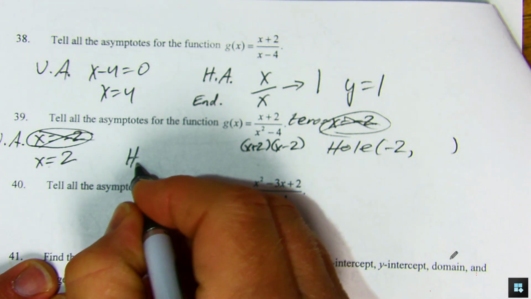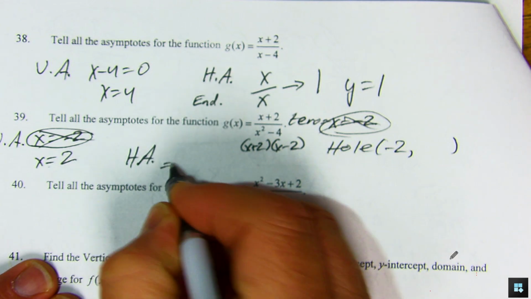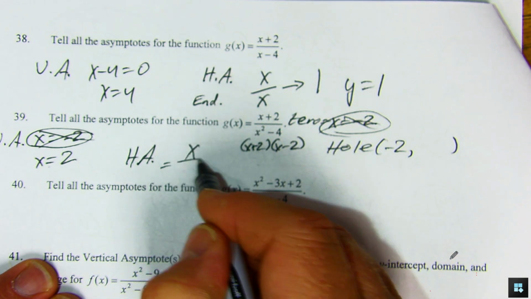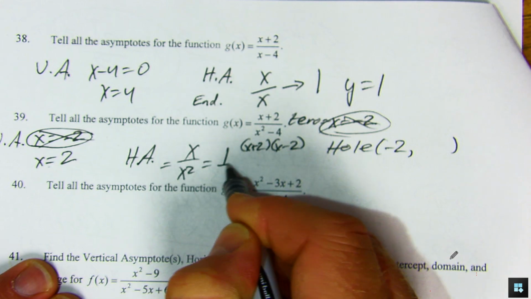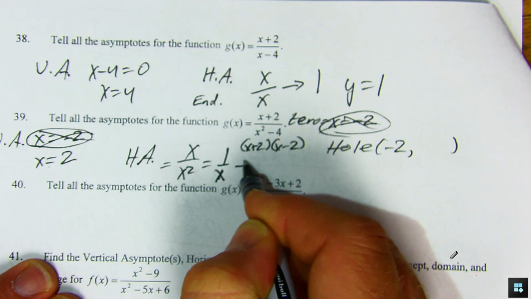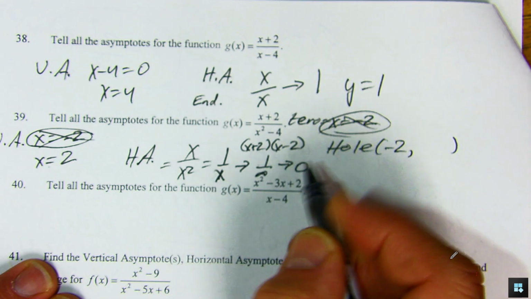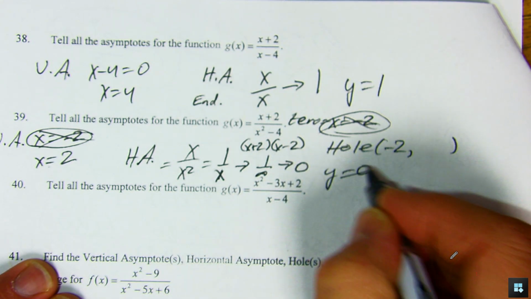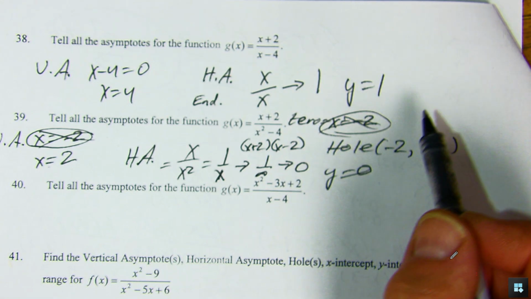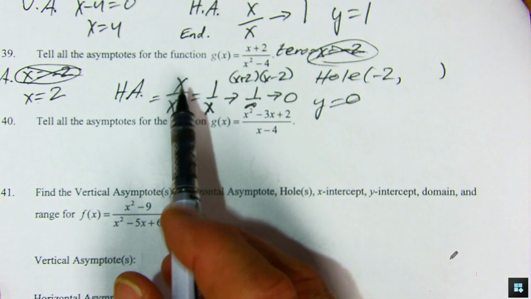Our horizontal asymptote, or end behavior, is going to be x over x squared, which equals 1 over x, which is going to go to 1 over infinity, which is going to 0. So y equals 0 is our horizontal asymptote. We're done.